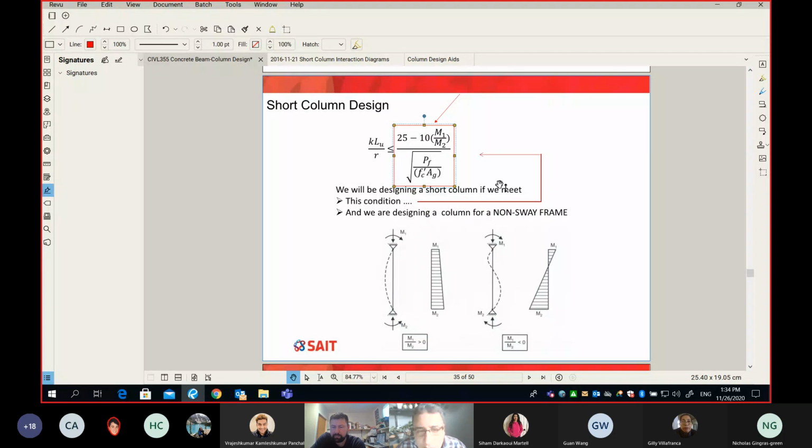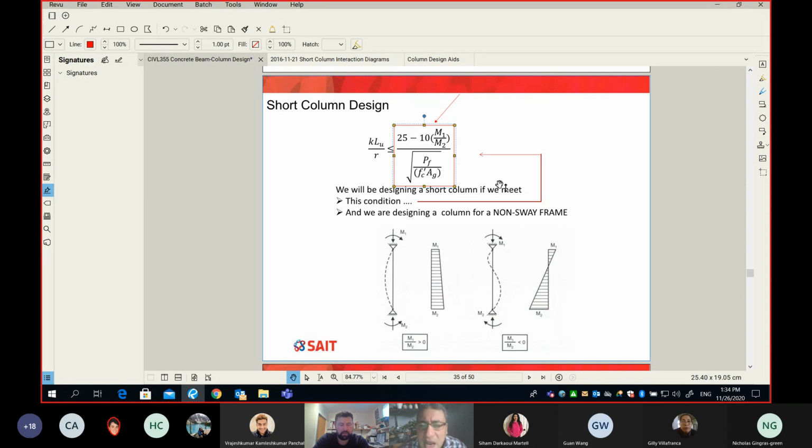Now, I guess also at this point of time, I can ask, does anybody know what is A sub G? The gross area of the column section. So it looks like, oh my God, that's very simple. There is only one thing left, which by now you don't know: what is M1 and what is M2, correct? What do they represent?